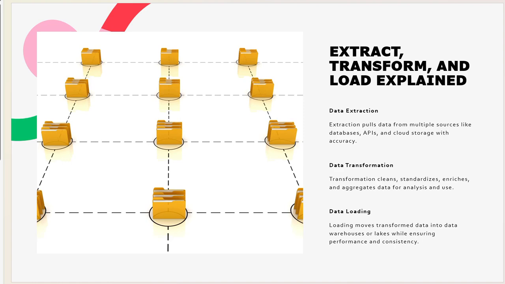Transformation is the most complex stage, where the data is cleaned, standardized and enriched. It involves operations like removing duplication, handling missing values, applying business logic and aggregating data for various analyses. Transformation may also involve converting data types and joining multiple data sets.